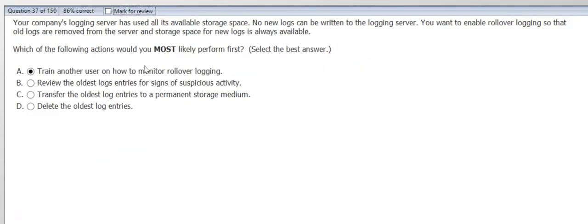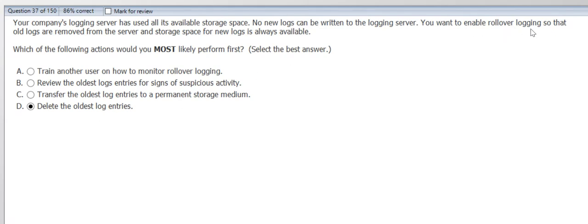Okay, let's move forward. Your company's logging server has used all its available storage space. No new logs can be written to the logging server. You want to enable rollover logging so that old logs are removed from the server and storage space is always available. Train another user how to monitor, won't help. Review the oldest log entries for signs of suspicious activity. Transfer the oldest log entries to a permanent storage medium. And delete the oldest log entries.